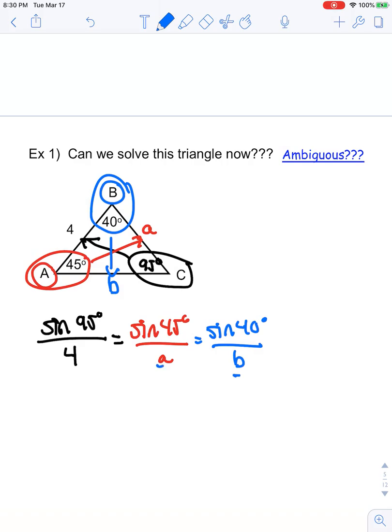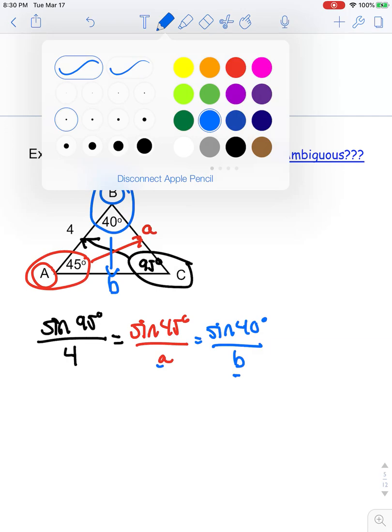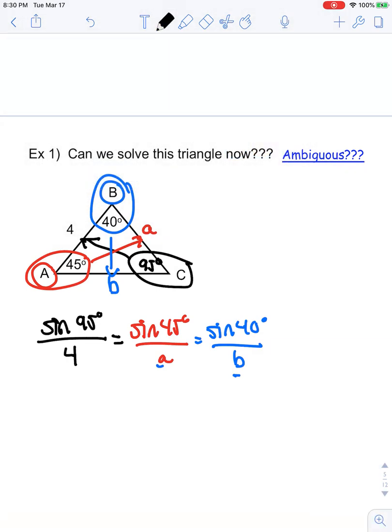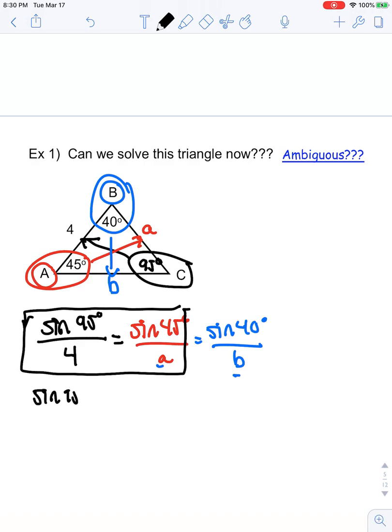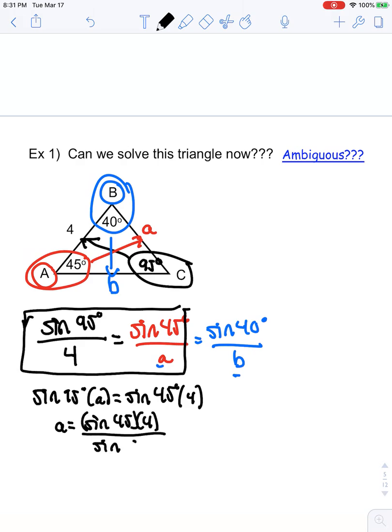Now we need to be able to solve ultimately for sides A and B. So find the one ratio where you know the complete proportion. That's going to be this first one here. And we'll start by solving this proportion or this equation. Because this is a proportion, we can cross multiply, which means that if I multiply the sine of 95 degrees times side A, that will equal the sine of 45 degrees times side 4. To solve for A, I will do the sine of 45 degrees times 4 divided by the sine of 95.